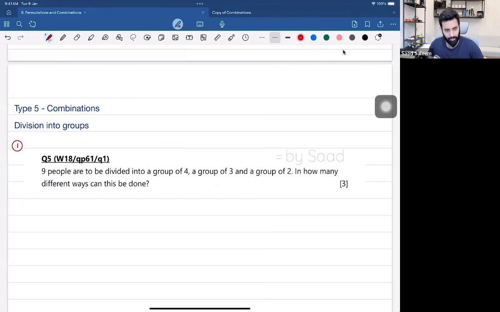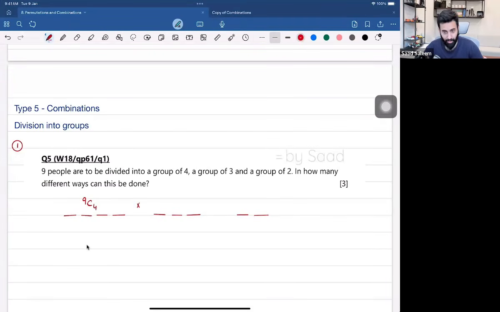All right, pretty simple. So let's say we have to make a group of 4. First we're making a group of 4, then a group of 3, and then a group of 2. When we're making a group of 4, we have 9 options to choose from. So that means that can be done 9C4 number of ways.